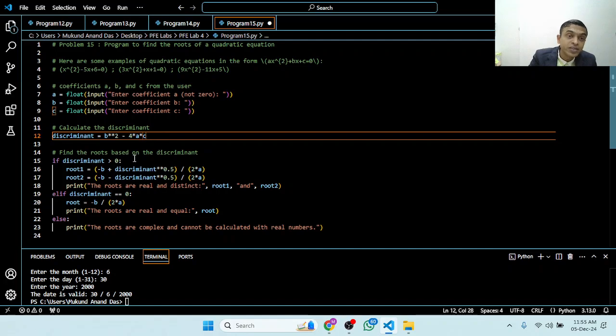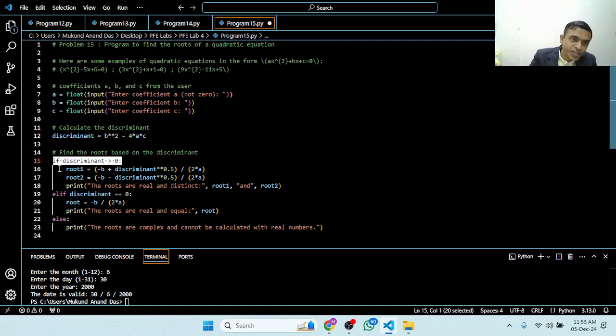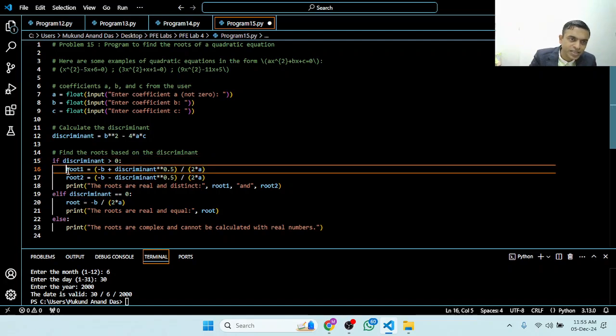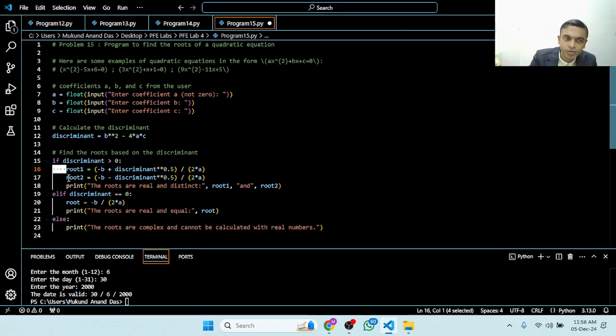Now I have to check if this is greater than 0. If statement, colon at the end, indentation, and only indent the part which you want to run. So this is b square minus 4ac. If this is positive, if the discriminant is positive, then what do we say? It is going to have real and distinct roots.